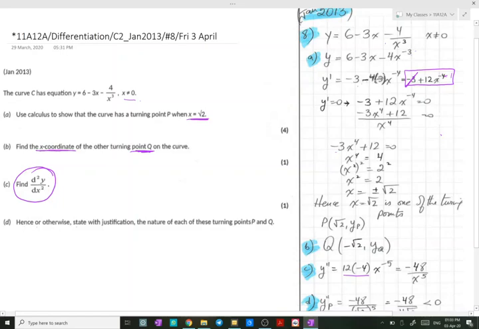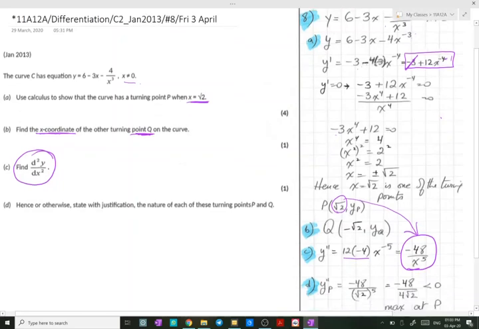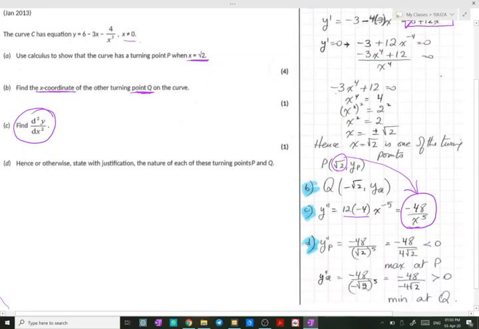Hence, or otherwise, state with justification the nature of each of these turning points P and Q. So since we already found the second derivative, we take the value for x of P, replace it here and check if it's negative or positive, and accordingly we decide the nature of the turning point. So y double prime of P is minus 48 over square root 2 to the 5. The answer is negative. So when the answer is negative, therefore P represents a maximum point.